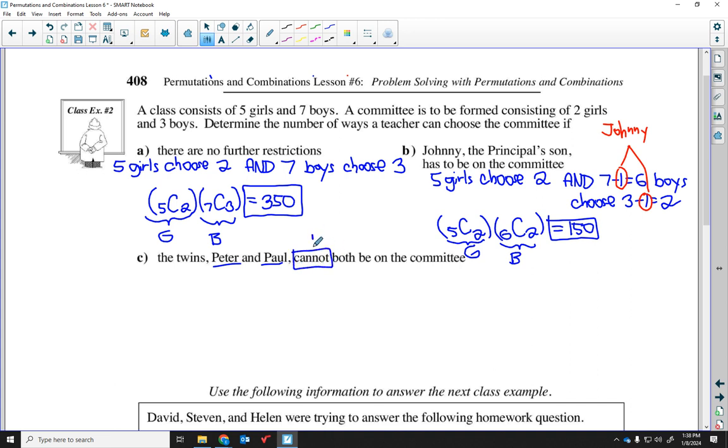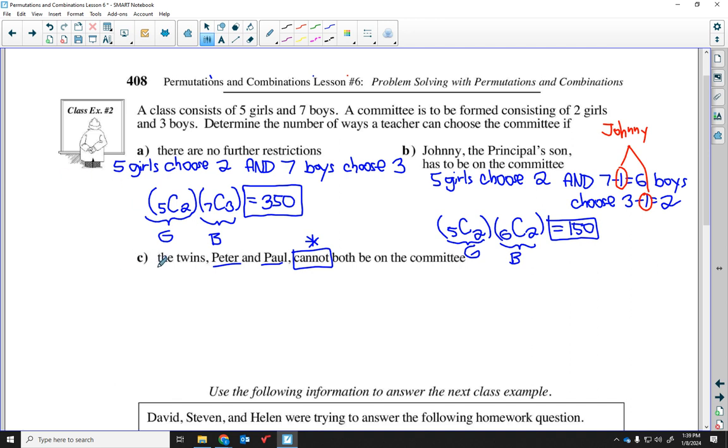Now, generally speaking, when you see that word cannot, it's easier to figure out the number of combinations where they are on the committee and then subtract that from all of the total combinations. And that's exactly what I'm going to do right here.